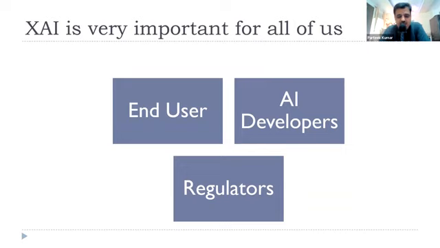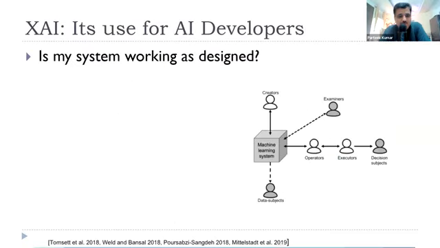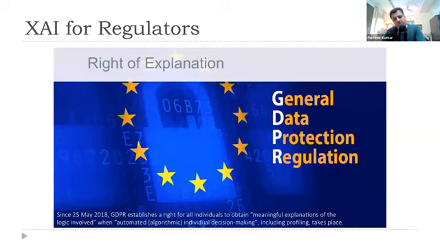So now the third case is that explainable AI is very important for regulators. Let's discuss why. Recently, the European Union came up with a rule called the right of explanation under GDPR, which is the General Data Protection Regulation. Under this GDPR, there is a very important clause related to AI models. Just read this clause: all individuals have a right to obtain a meaningful explanation of the logic involved when automated individual decision making is used.